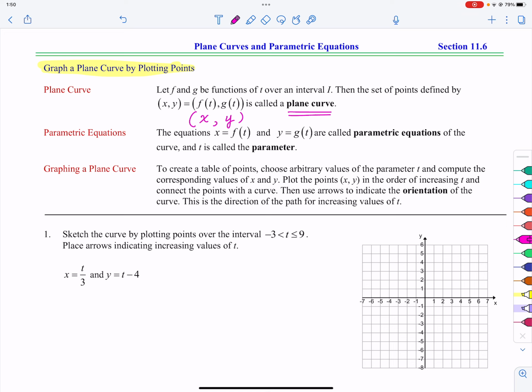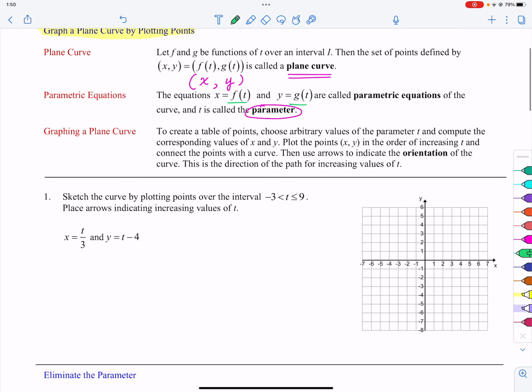Parametric equations have what we call a parameter, and the independent variable is t for each of the functions. So both functions f of t and g of t are defined with parameter t. They are dependent on t.